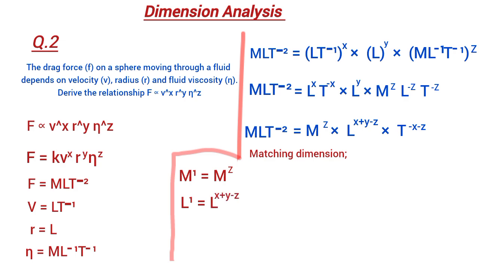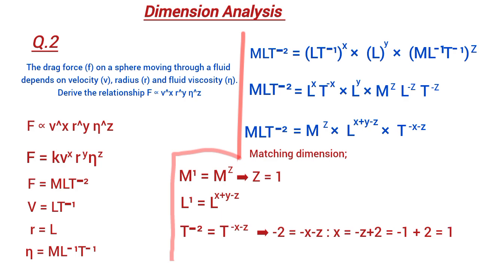For t, on the left hand side of the equation, we have t raised to minus 2, and on the right hand side of the equation, we have t raised to minus x minus z. Equating the power here, we have z equal to 1. Equating the power here, we have minus 2 is equal to minus x minus z. Making x subject of the equation, we have x is equal to minus z plus 2.